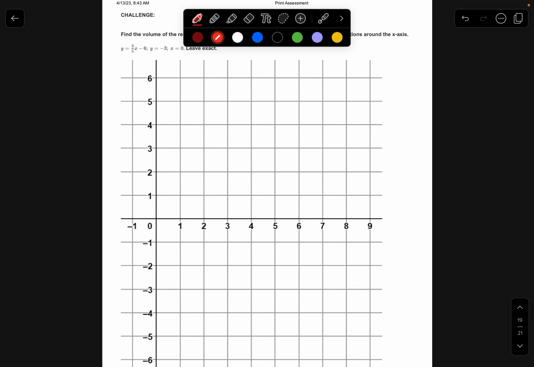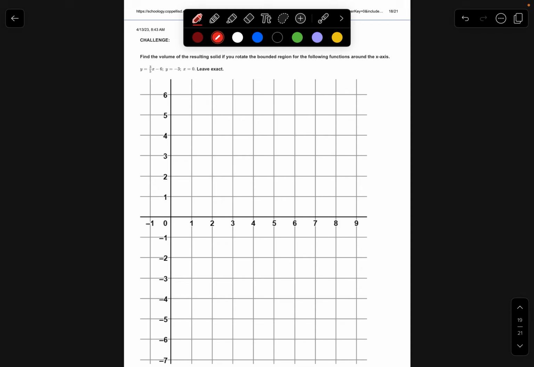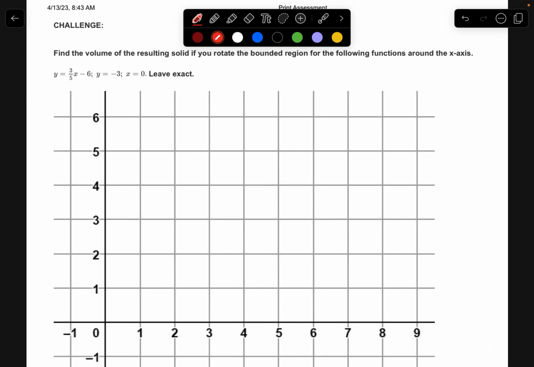All right, one more, a graphing one. This is a real fun one. It says find the volume of the solid if you rotate the bounded region for the following functions around the x-axis. So let's get this graphed.